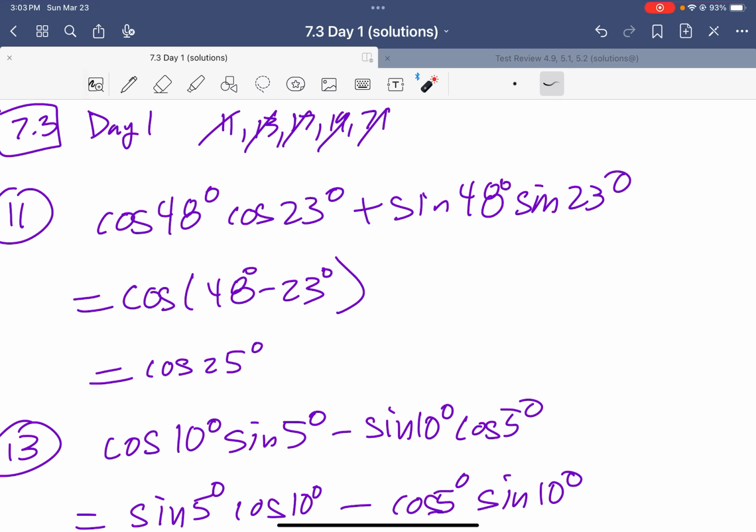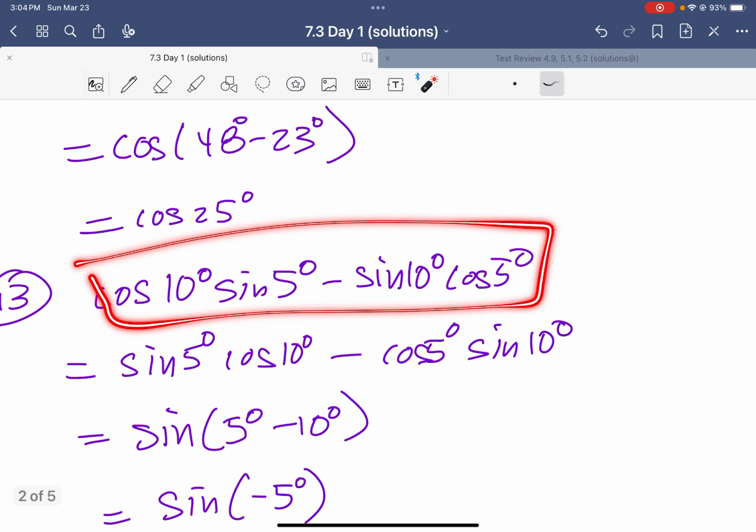So anytime you see cosine, cosine, sine, sine, I think, oh yeah, that's a cosine formula where you've either added or subtracted. Since this is a plus, this would be a minus. So you can rewrite this in terms of the difference of two angles. So it's the cosine of 25 degrees.